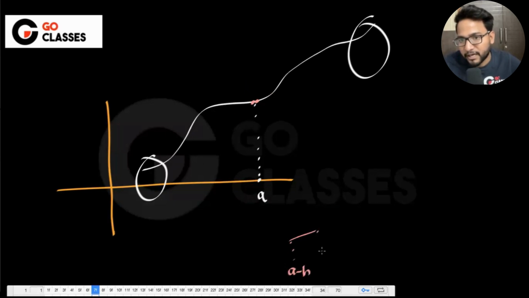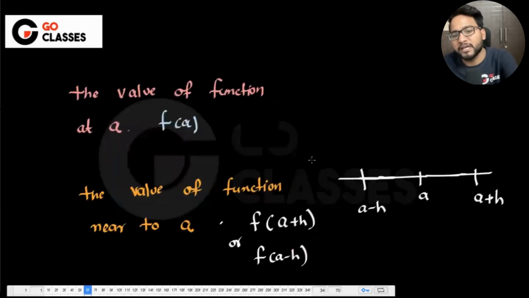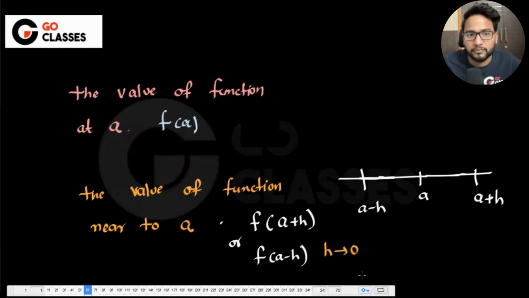This is a minus h, and then this is a plus h, which means these are extremely near points. Here, if I'm saying near to a, then I'm talking about a plus h or a minus h. But one thing is also left to mention, and what is that thing? That h must be tending to 0. h is very, very small. So whenever I say near to a, I mean a plus h or a minus h, where h is extremely small. It is so small that it is almost 0.